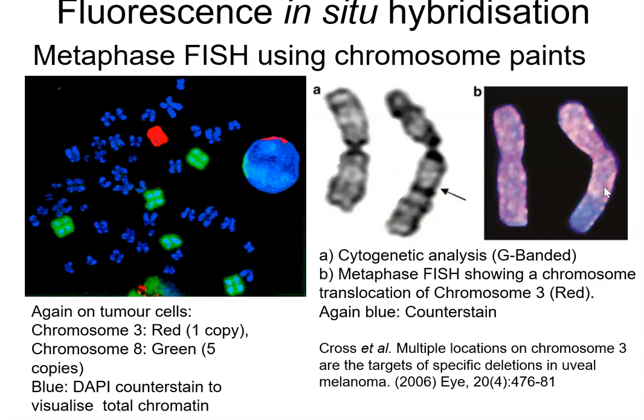FISH experiment using a red chromosome paint, and we can see that when we get down to a certain point, the centromere is actually about there, although it looks like it should be there.